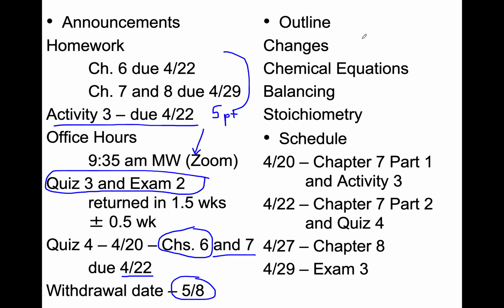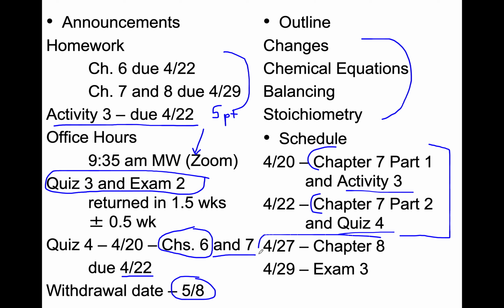In this first section, we're going to really talk about chemical equations. They come from changes, balancing, stoichiometry. So this is a lot of Chem 152 topics. Part 2 of this chapter will go in a little more detail, maybe some things that you haven't covered before. As I mentioned, things are full. There's an activity, there's a quiz, there's 2 new lectures. There's a lot going on the week of April 20th. And then the next week is chapter 8, the last chapter before the exam, and then exam 3.